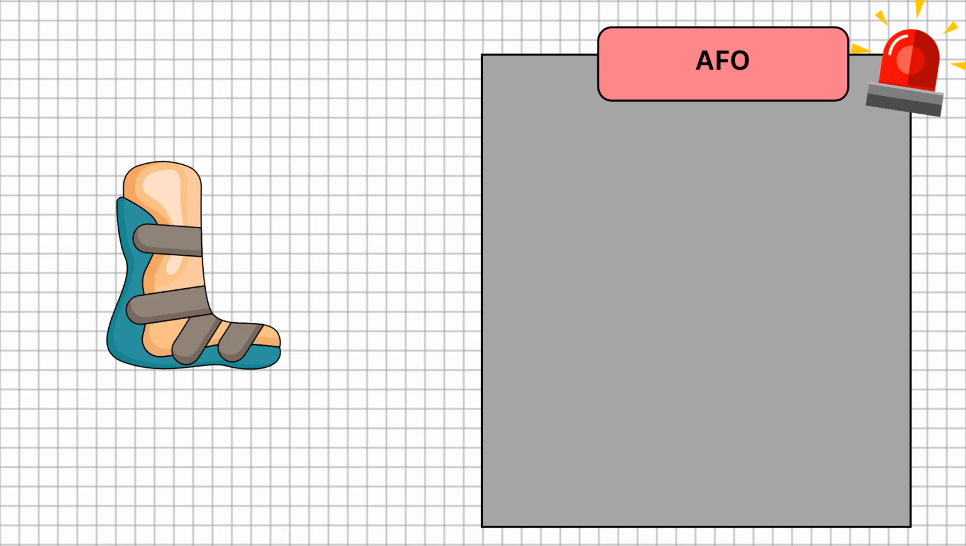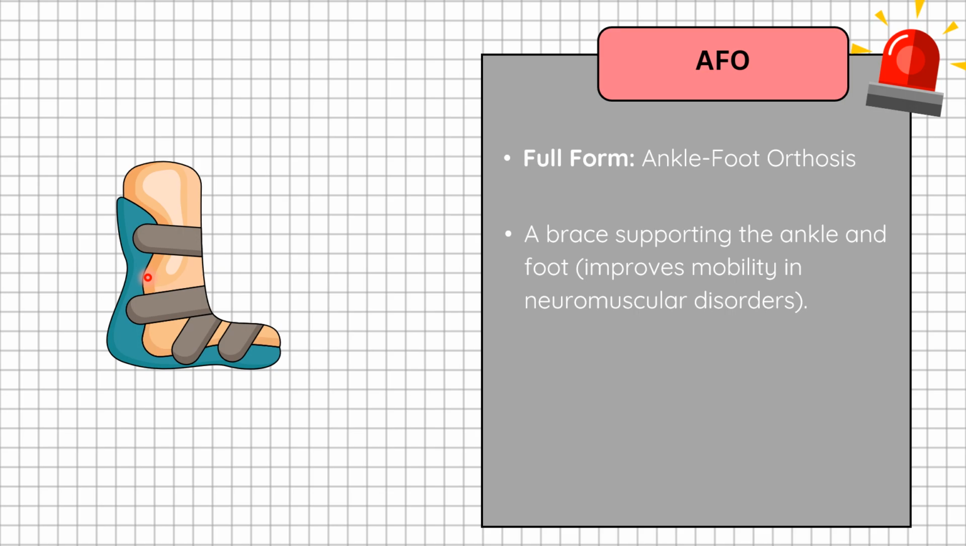The next term is AFO. The full form is ankle foot orthosis, which is an appliance. It is a brace which supports the ankle and the foot, and it is usually made up of plastic and metal, and it improves mobility in neuromuscular disorders, and it is used for gait stability. So, for example, in the post-stroke condition, this appliance, ankle foot orthosis, is given.